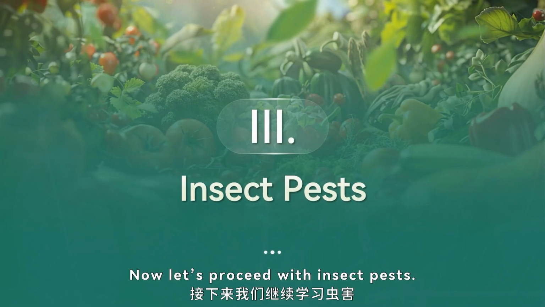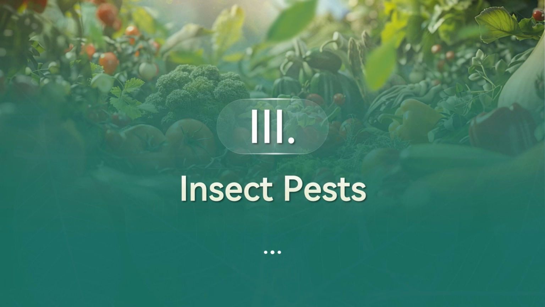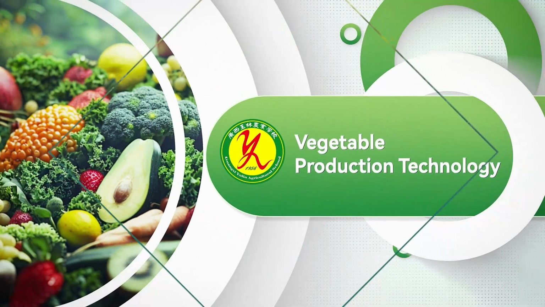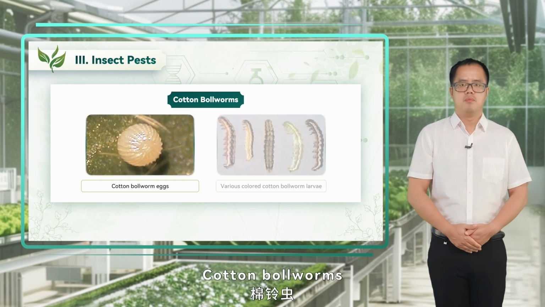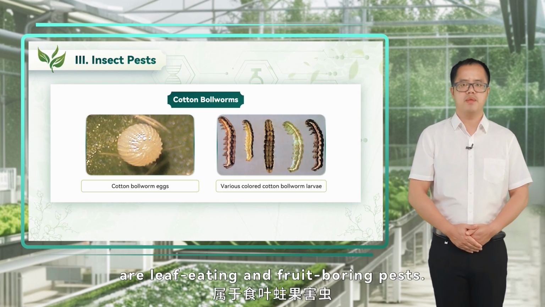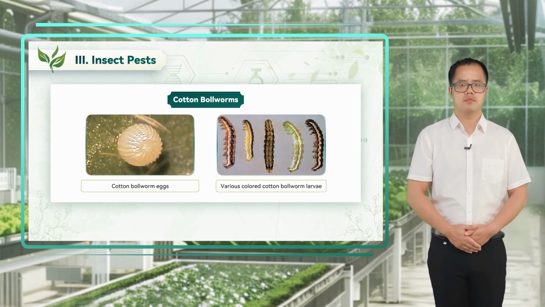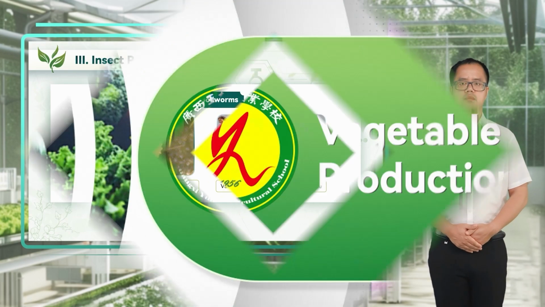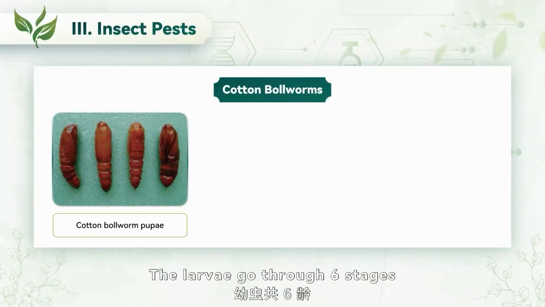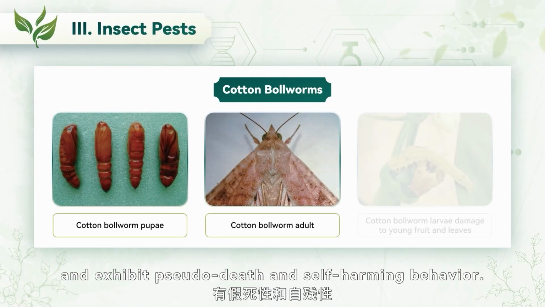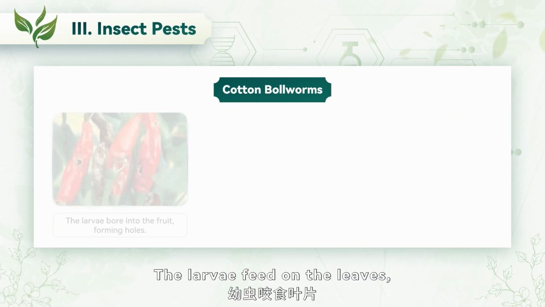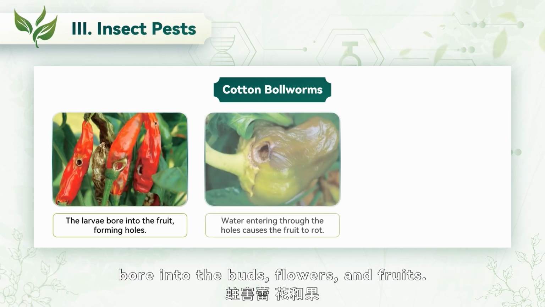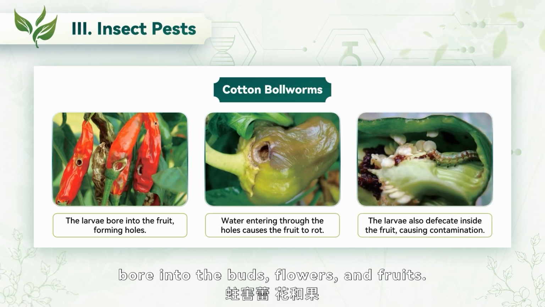Now let's proceed with insect pests. Cotton bollworms are leaf-eating and fruit-boring pests. The larvae go through 6 stages and exhibit pseudodeath and self-harming behavior. The larvae feed on the leaves, and bore into the buds, flowers, and fruits.